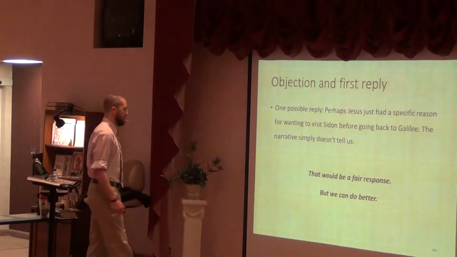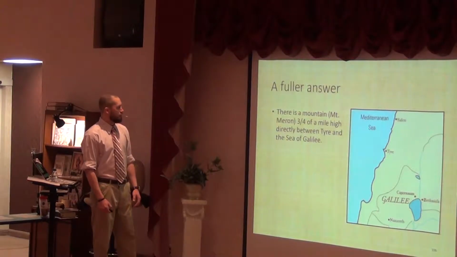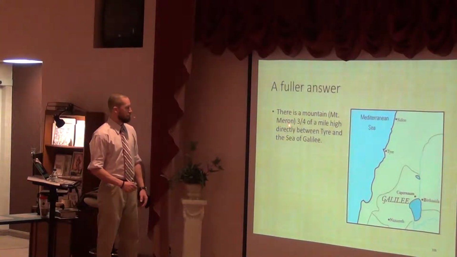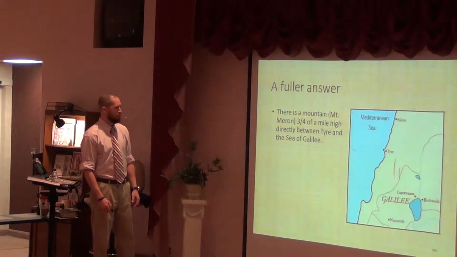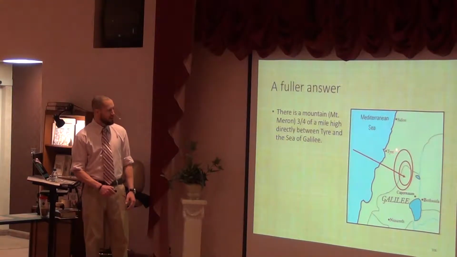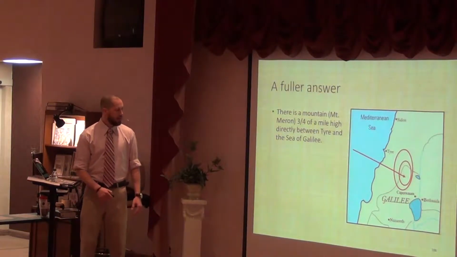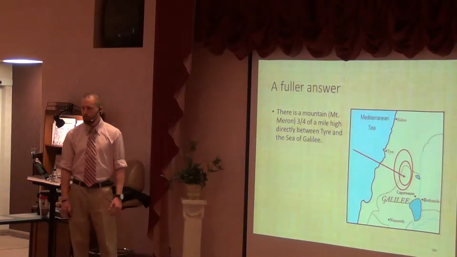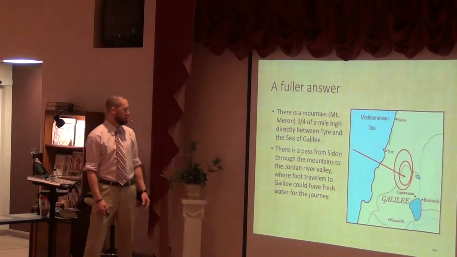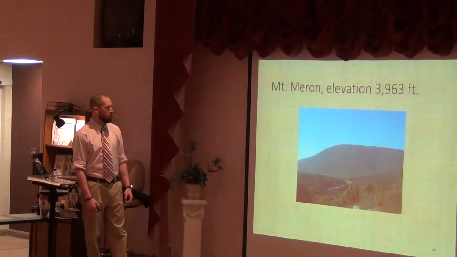Here's why. And we already gave you the first response. Maybe that's a fair response. A fuller answer: there's a mountain, three-quarters of a mile high, right there. Shortest distance, straight line. Or you can go around. Now, I'm going to tell you why Jesus went around. Two things. So there's Mount Meron, elevation almost 4,000 feet high.